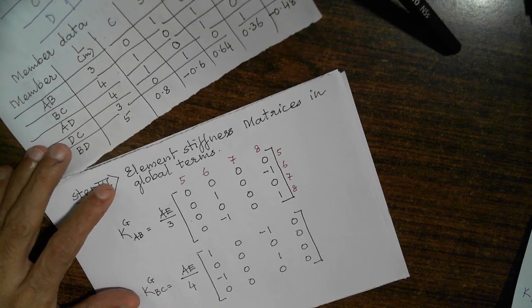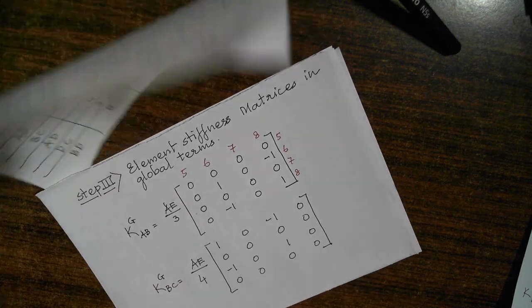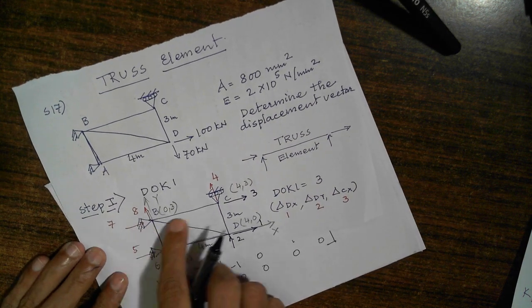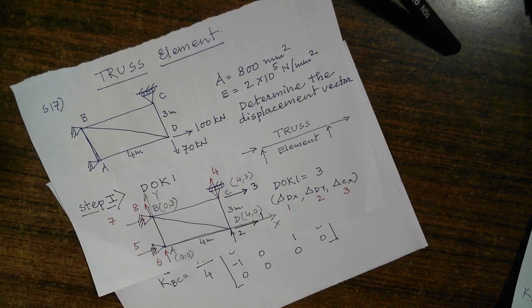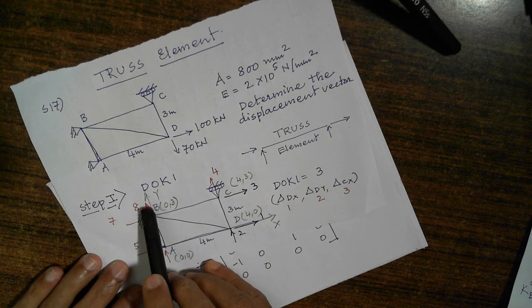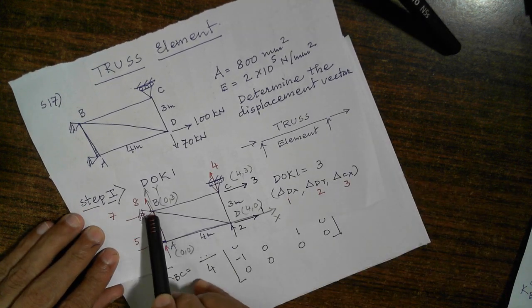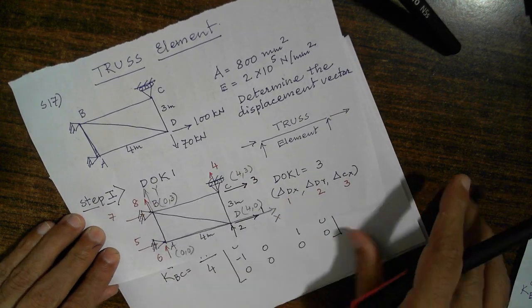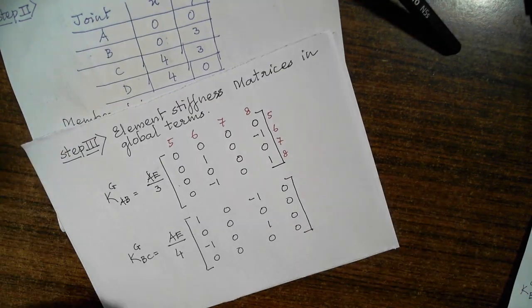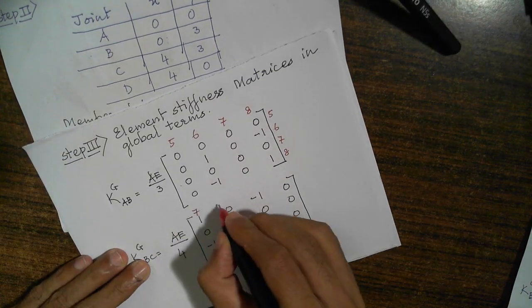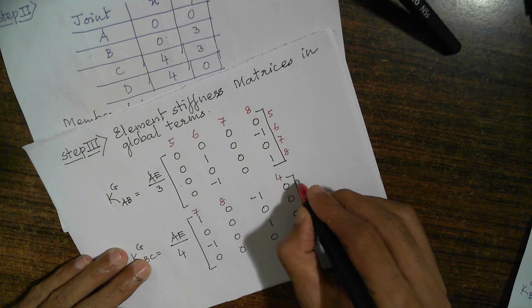This is the global stiffness matrix for the member BC. Now let us consider how the member BC is. What coordinates can we assign to member BC? We can assign the coordinates to member BC as 7, 8, 3, 4. First in X direction, next in Y direction. So I am assigning the coordinates 7, 8, 3, 4.